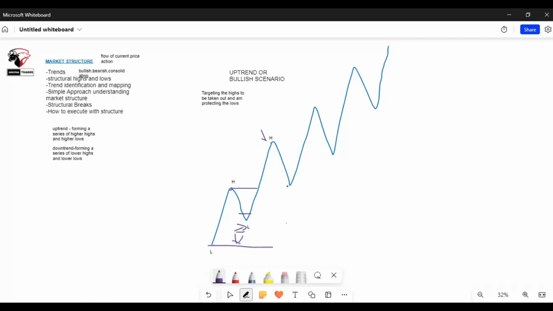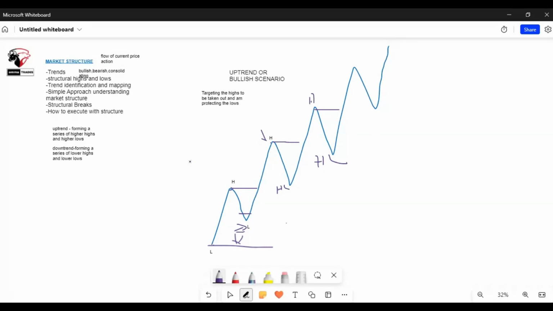So price comes down, then it reverses at this point and creates a new low, or a new higher low. And price now targets this high right over here. So we target this high, take it out, and create a new higher high. Then when price reverses, it comes and reverses at this point over here, creating a new higher low. Then now it targets the high over here, we take it out, and the series continues.